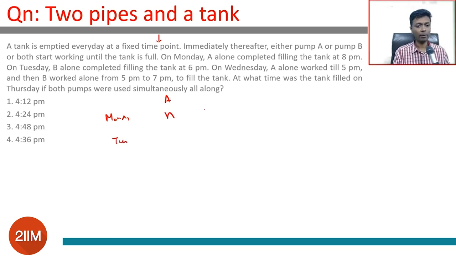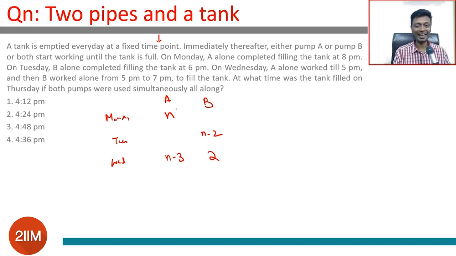On Tuesday, B alone completely filled the tank at 6 p.m. So n minus 2 hours. B has been open for 2 hours less than A. On Wednesday, A alone worked till 5 p.m., so n minus 3 hours A has worked. And then B worked alone from 5 p.m. to 7 p.m. to fill the tank, 2 hours to fill the tank.